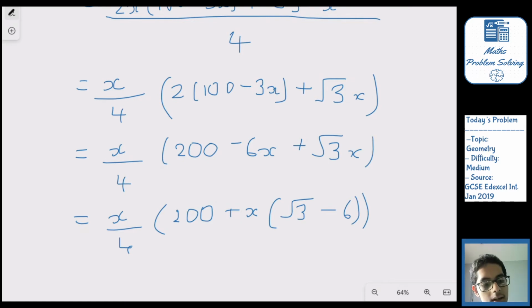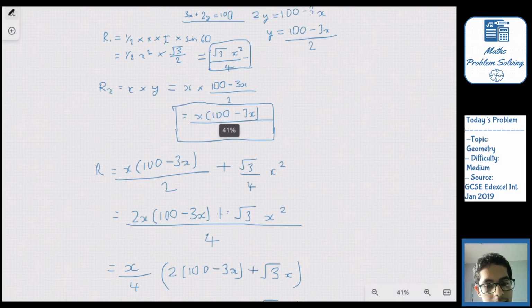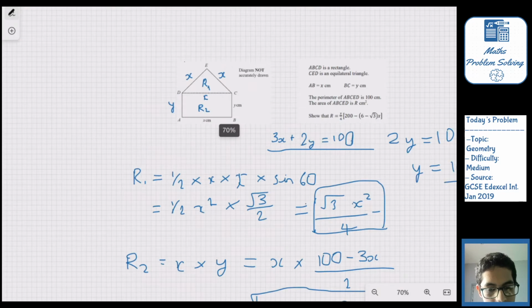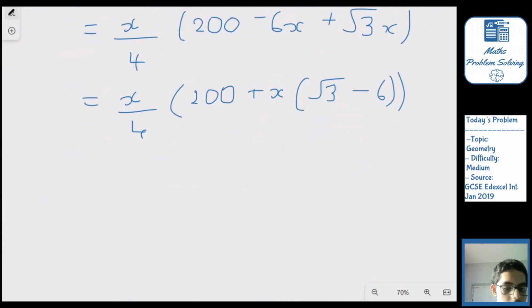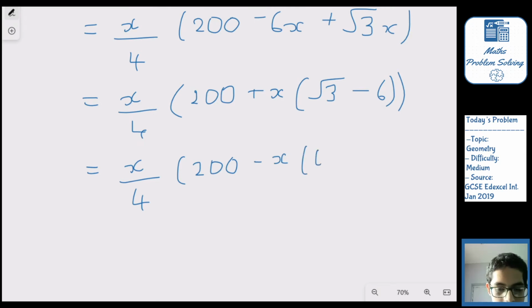And that is our final answer. If we just go back over here, we just need to write this in a slightly different way, and we have our final answer. 200 minus x. So because we're doing minus x, we'll need to make the minus 6 positive 6 and negative the square root of 3, which is our final answer.